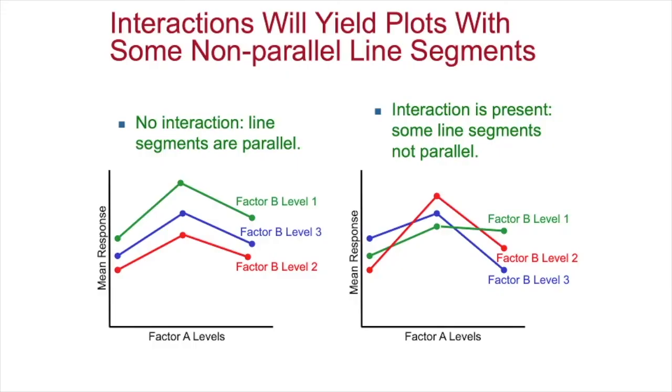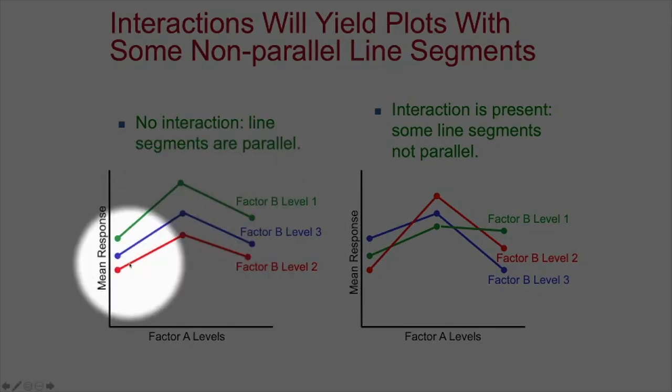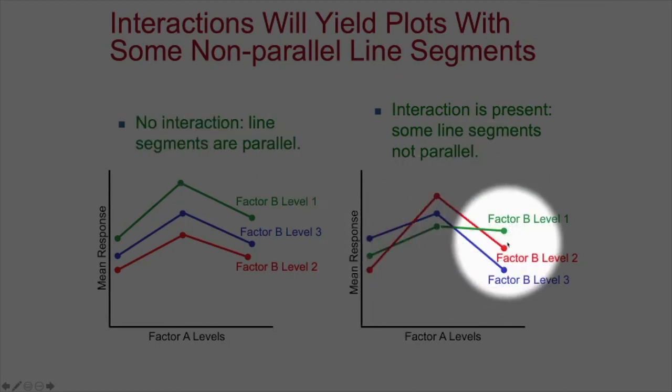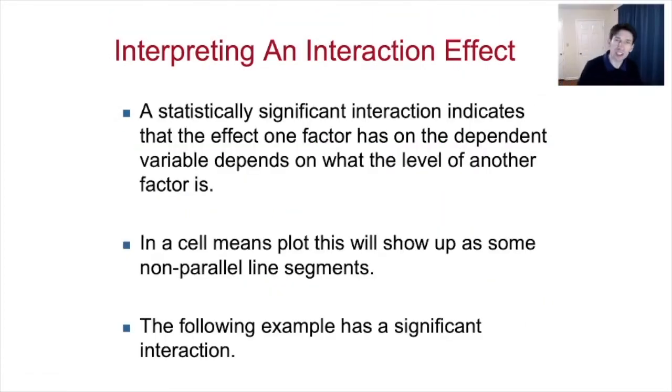So to formalize this a little bit more, if you have interaction effects, this will yield plots that have non-parallel line segments. So if you see all the line segments that are parallel like that, this means no interaction. If you see that the lines cross, that will mean that there is some interaction. Why is that? Well, let's interpret an interaction effect. A statistically significant interaction indicates that the effect that one of your factors has on the dependent variable depends on what the level of the other factor is. And so in a cell means plot, this shows up as non-parallel segments.